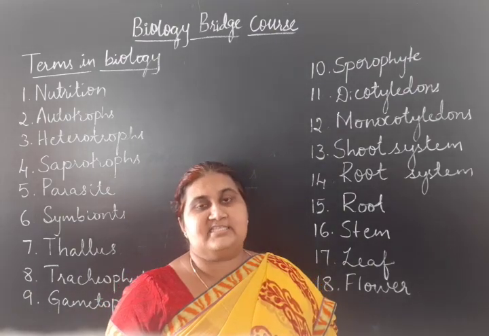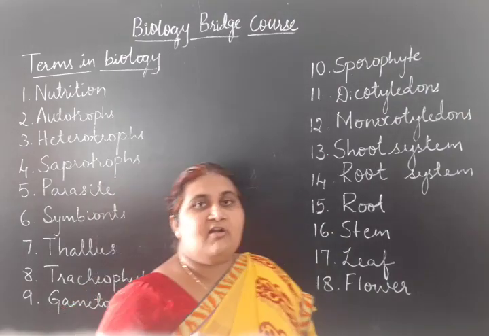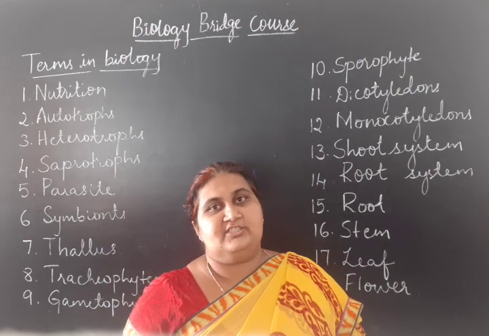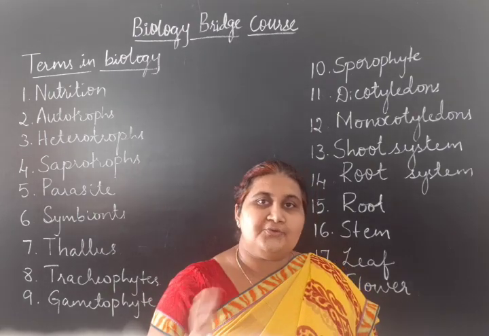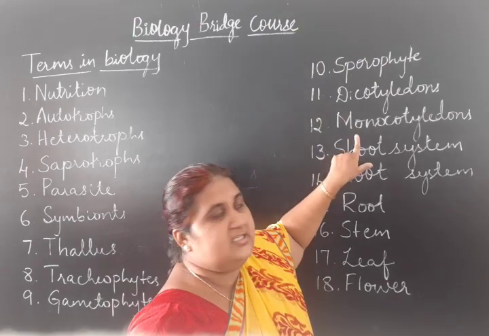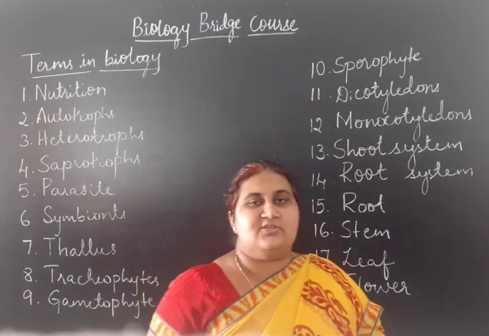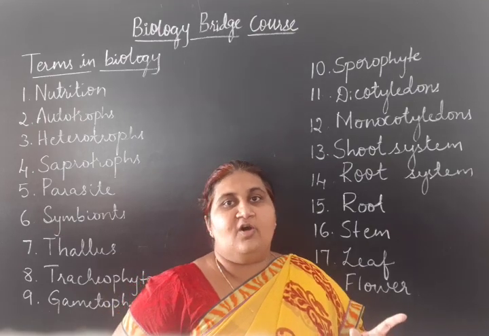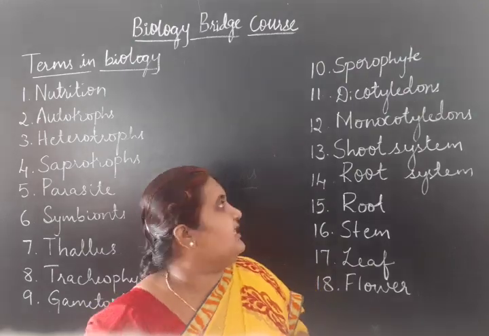Dicotyledons, also known as dicots. Dicotyledons, or dicots, are a class of angiosperm. The division angiosperm is divided into two classes, dicotyledons and monocotyledons. So dicotyledons is one class of angiosperm which have two cotyledons within a seed. So that is called dicots.